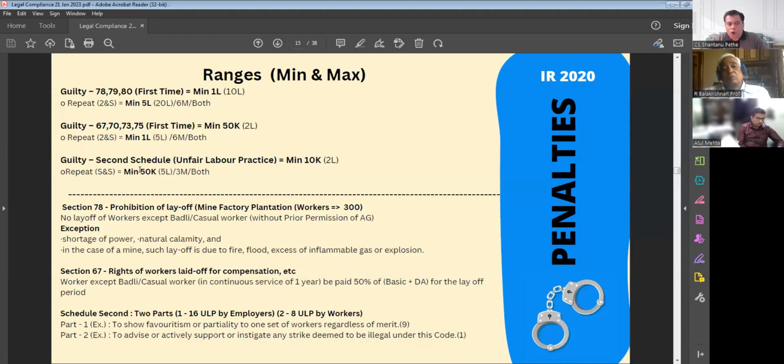Now, let's talk about another violation. This is very important. I recommend each and every one to go through the second schedule, which talks about unfair labor practices. The act will not tolerate unfair labor practices on the part of employer or employee. If anyone, employer or employee, violates this schedule, then minimum 10,000, maximum 2 lakh, and for repeat, there will be 50,000 and jail terms also.